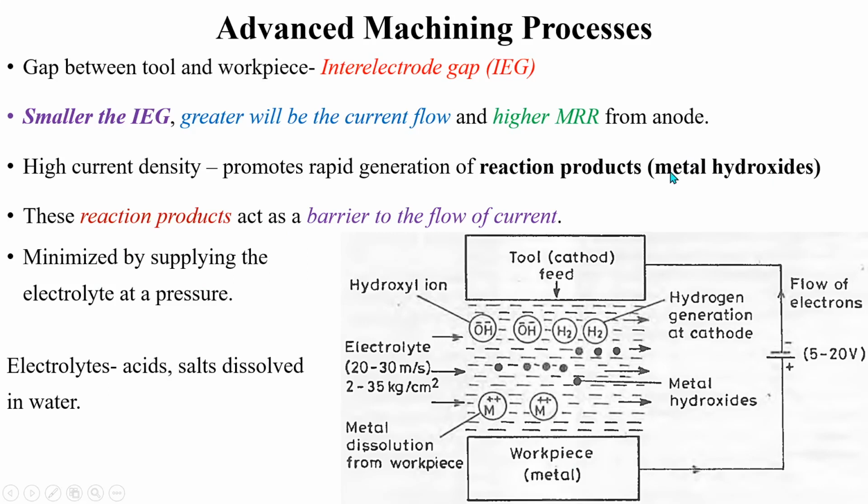That is, the presence of this metal hydroxide in the electrolyte can be minimized by supplying the electrolyte at a particular pressure. The pressure of the electrolyte can vary between 2 to 35 kg per centimeter squared. Because of this, the electrolyte will flow with a velocity of around 20 to 30 meters per second. Commonly used electrolytes are acids and salts which are dissolved in water.